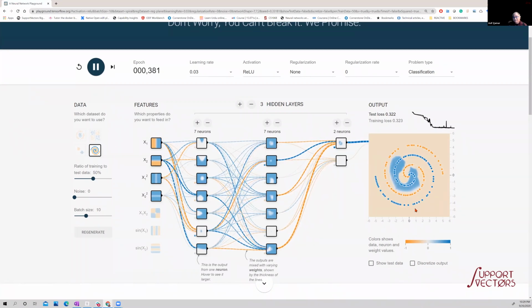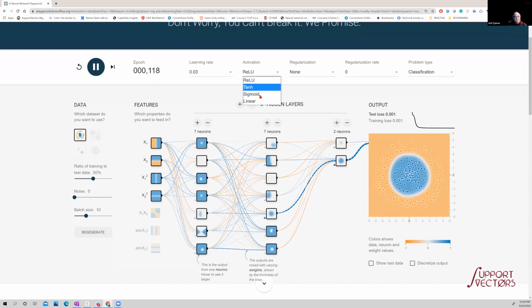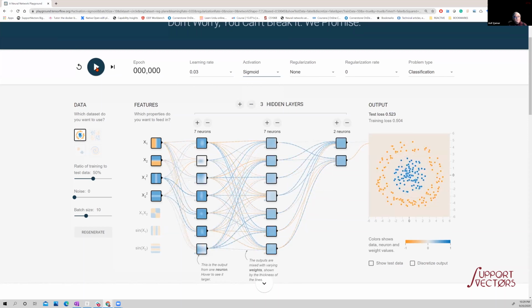This is a complicated problem, and so it is still struggling. It will take more time for it to finish. Actually, let me do one thing. Let me take a little bit simpler example. Let's take this example. And I'll take ReLU and see how fast it works. Done, isn't it? On the other hand, if I do the same thing with sigmoid, see how it goes.